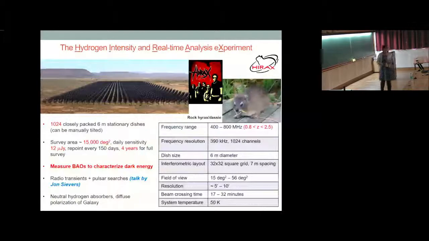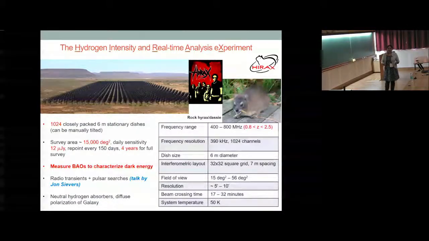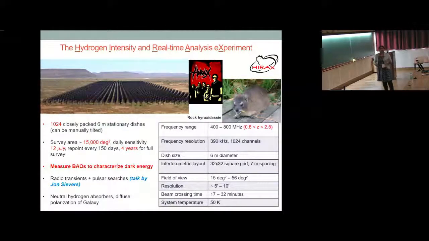I'll talk about HIRAX, which is located in South Africa in the Karoo Desert. Once it is completed, it is supposed to be 1,024 6-meter stationary dishes. It will cover a survey area of 15,000 square degrees and will run for about 4 years. The primary aim, as I mentioned, is to measure the BAOs and to try to constrain dark energy. There are other secondary goals like looking at FRBs and pulsars, and John Sievers is giving a talk later today.